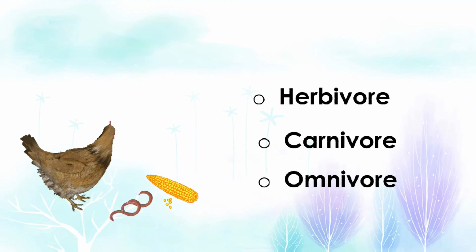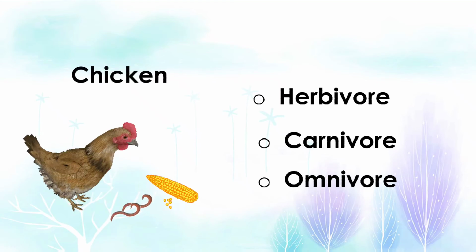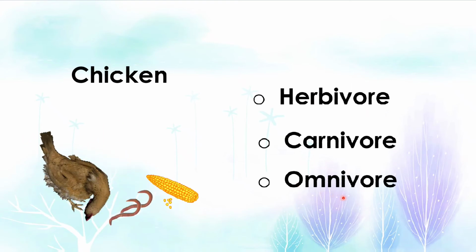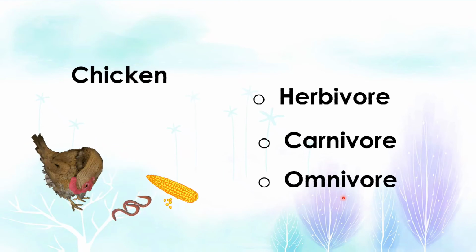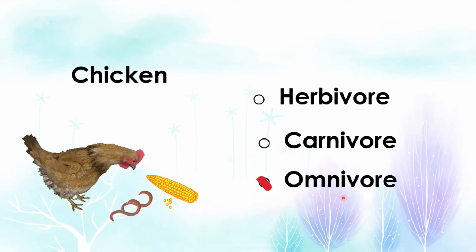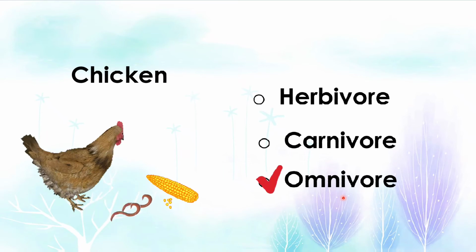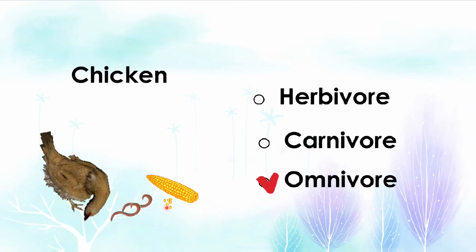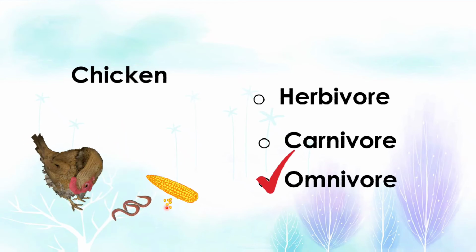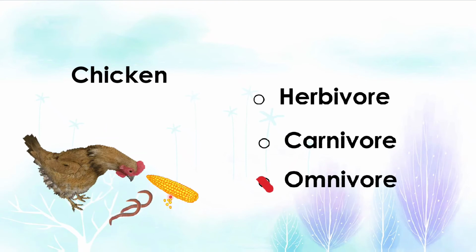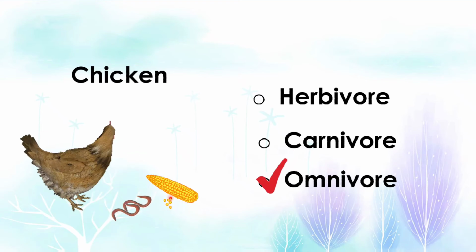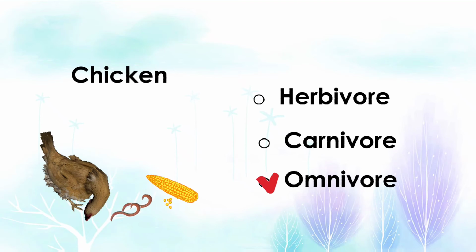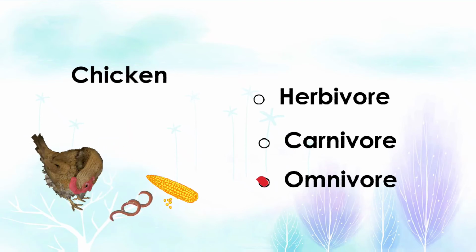How about chicken? Is chicken a herbivore, a carnivore, or omnivore? What do you think is the answer? Okay, chicken is considered an omnivore because she can eat insects and also seeds, like corn. They eat that one. So that's why they are considered an omnivore.